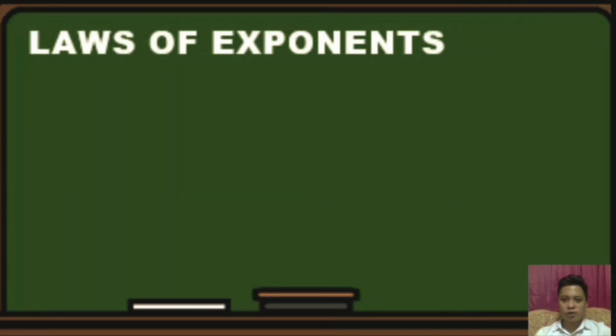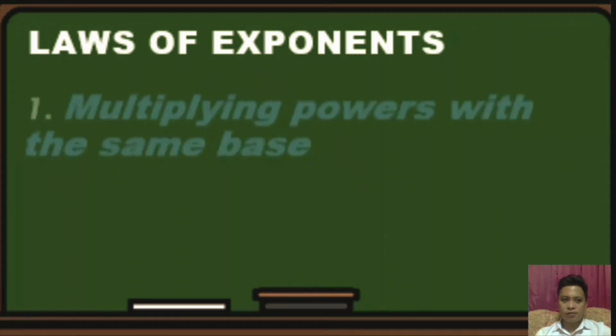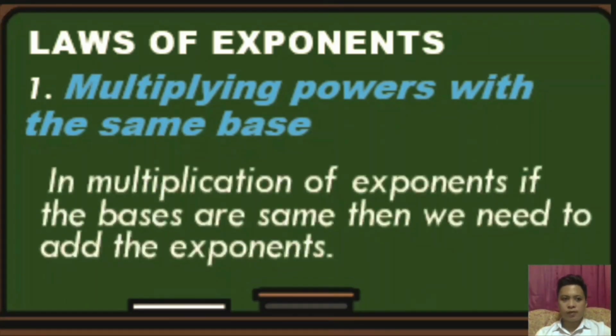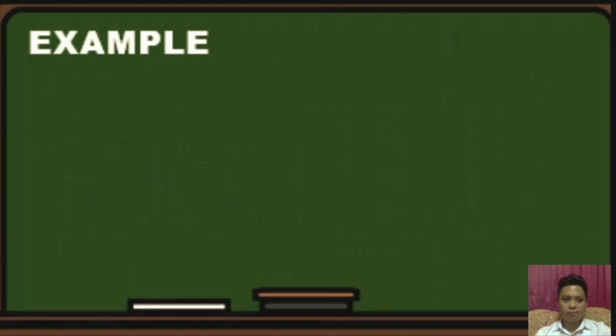What are the laws of exponents? Number 1. Multiplying powers with the same base. In multiplication of exponents, if the bases are same, then we need to add the exponents. Example.